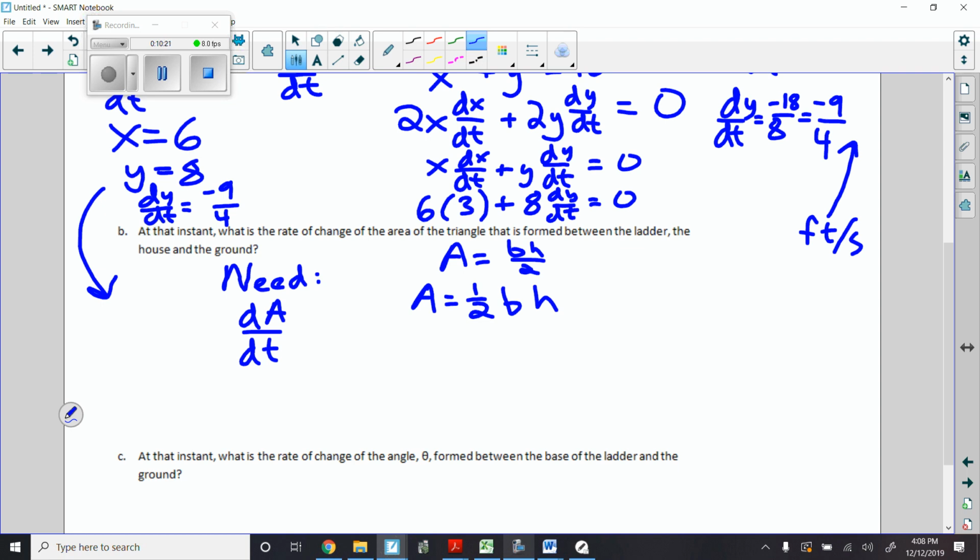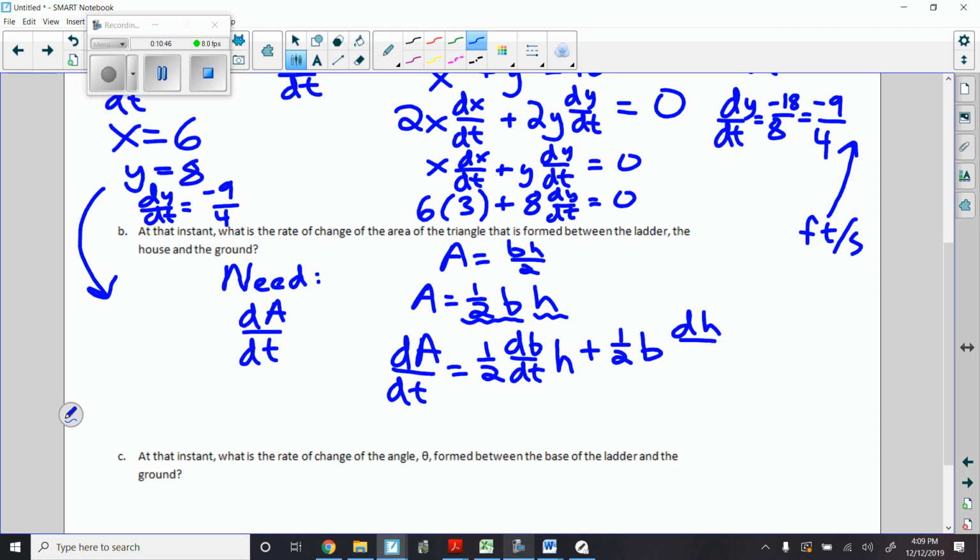Okay, so I'm ready to do my derivative. I'm going to do dA/dt equals. This is my first term, this is my second. So I do the derivative of the first. The derivative of half b is half, and I tack on my db/dt. That's the derivative of the first times the second, plus the first times the derivative of the second. I can go ahead and plug in and solve this thing.